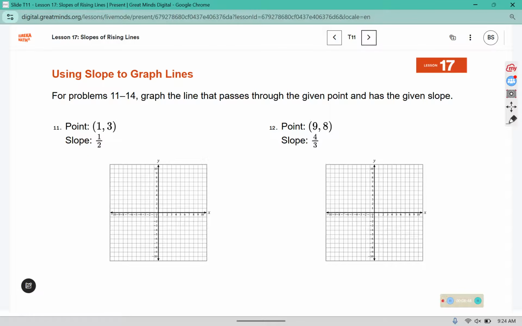For problems 11 through 14, graph the line that passes through the given point and has the given slope. So we're putting our point at 1, 3. So we'll start at the origin. We're going to go right 1 and up 3 to graph that point. Then for the slope, we need to go up 1 and over 2. Up 1, over 2. Up 1, over 2.